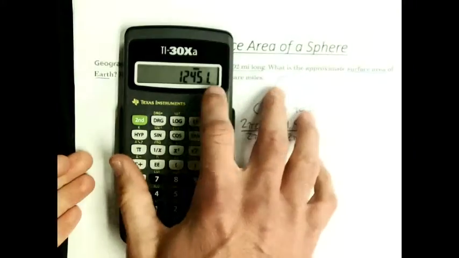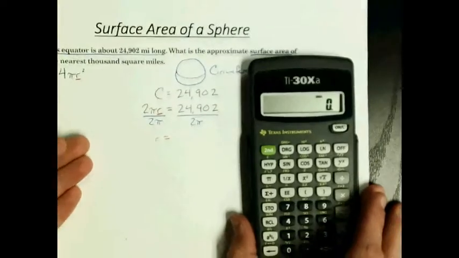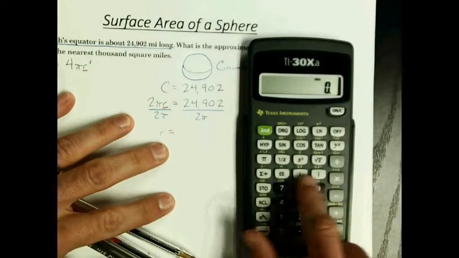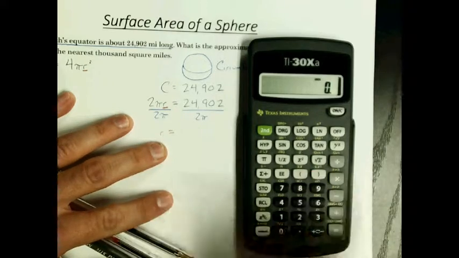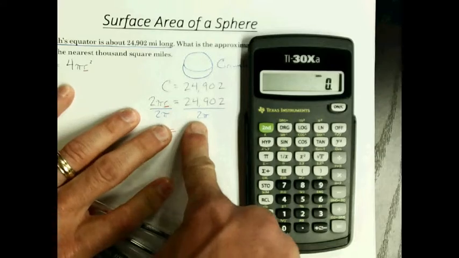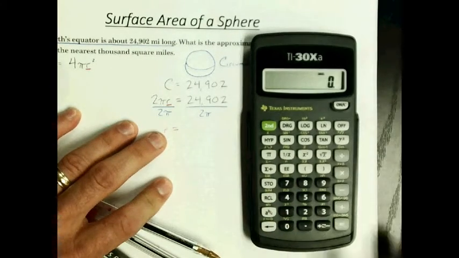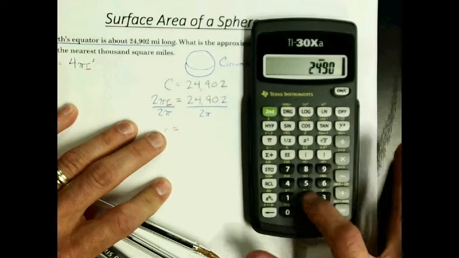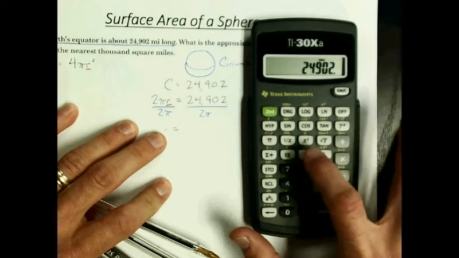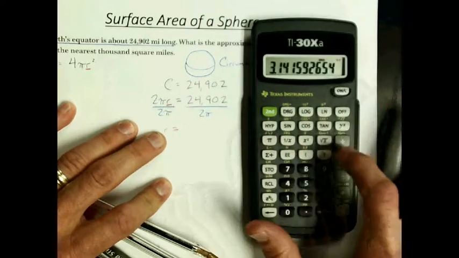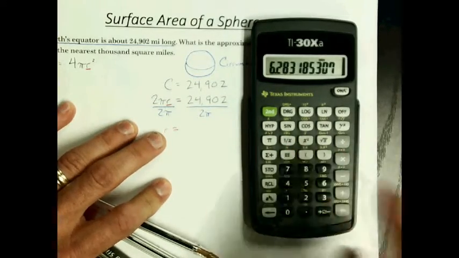So how do we get this calculator to do what we want it to do? That's where these little buttons come in. You ever seen these? Open parenthesis, close parenthesis. They're grouping symbols. So what we can do is group the denominator. If we group the denominator, we're going to have our accurate value. So let's try that. 24,902 divided by grouping 2 times pi. Close the group.